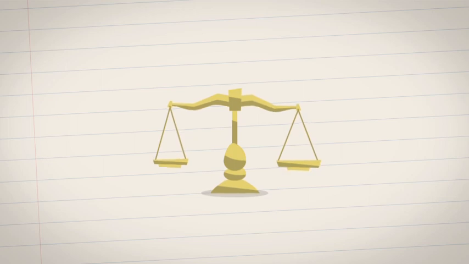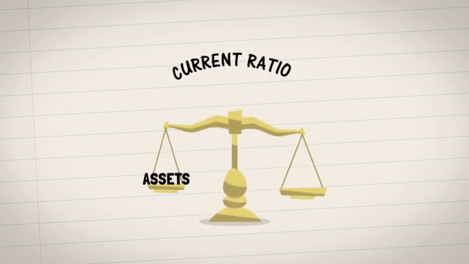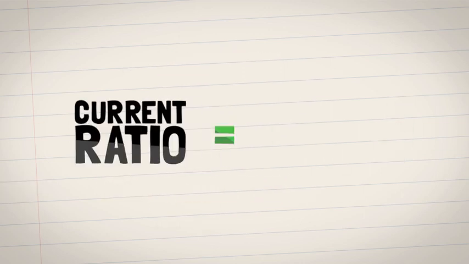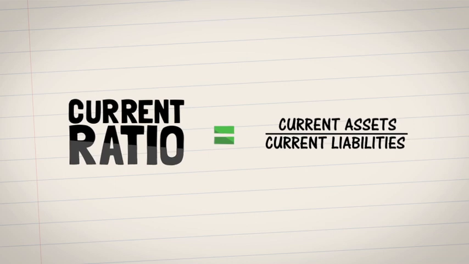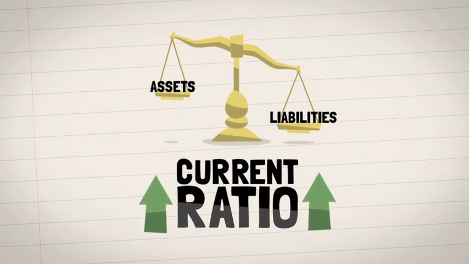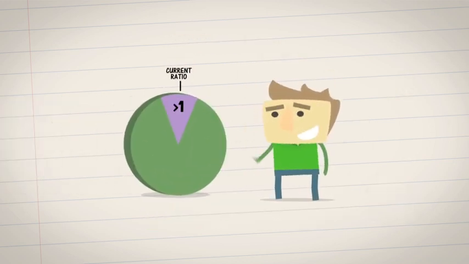The fourth essential ratio is the current ratio. This measures a company's current assets against its current liabilities. To calculate the current ratio, simply divide the current assets by the current liabilities. The higher the ratio, the more likely the company will be able to cover short-term liabilities. A good current ratio is anything above 1.